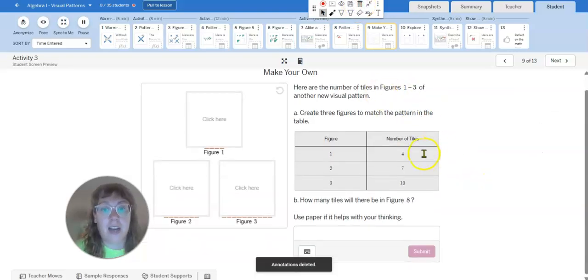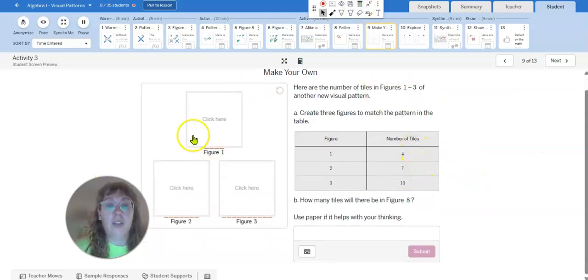So here are the numbers of tiles in figures 1 through 3. Create a figure to match the pattern in the table. And then think about how many tiles there will be in figure 8. So you're going to work through this one on your own, making your own tile. Notice that they're all going to be increasing by the same amount, so even though the visuals will be a little different, we should have the same amount of tiles in figure 8. Try that one out. And then push to slide 10.